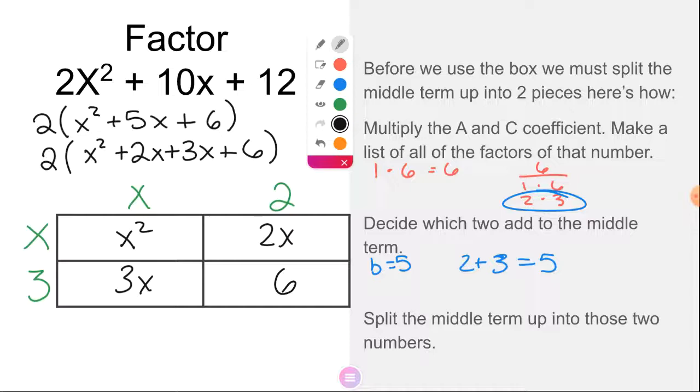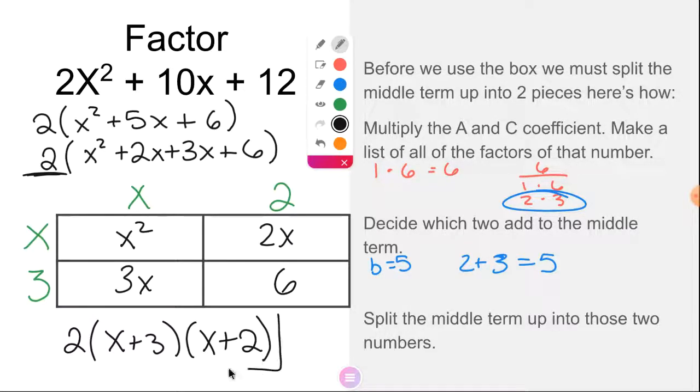So our final answer in fully factored form is still going to have the 2 out front because that was one of the things that we had factored out already. Then our factors that we got were x plus 3 and x plus 2. That would be our final answer.